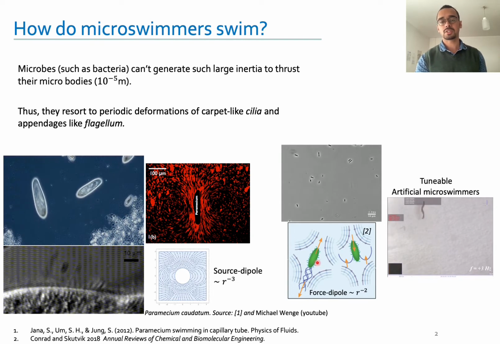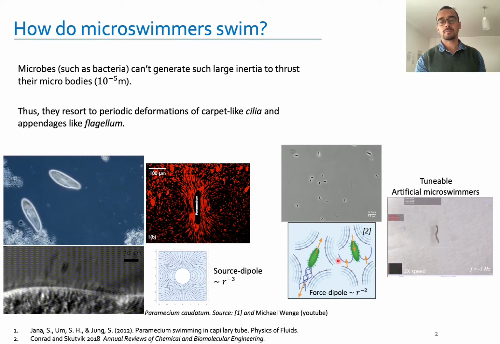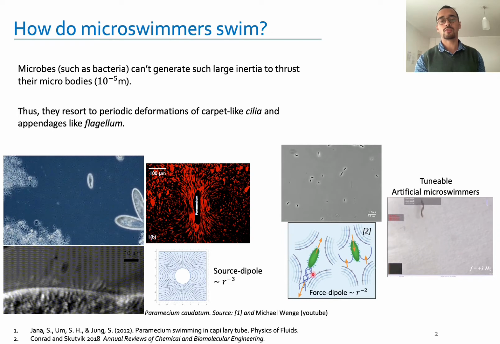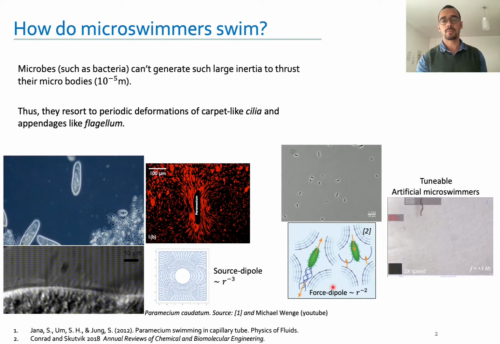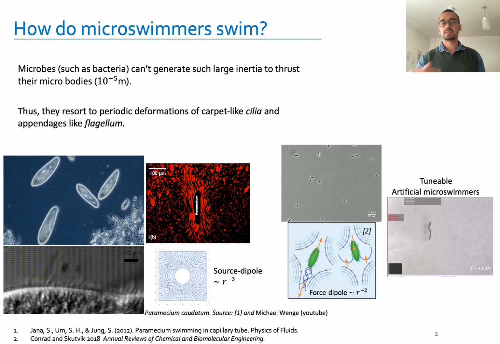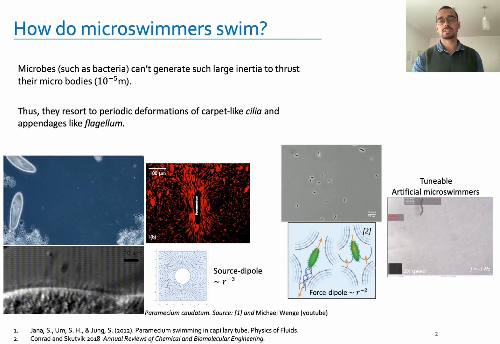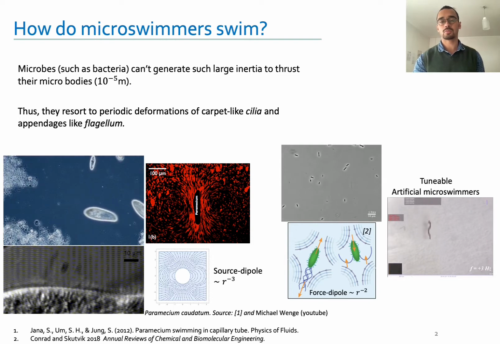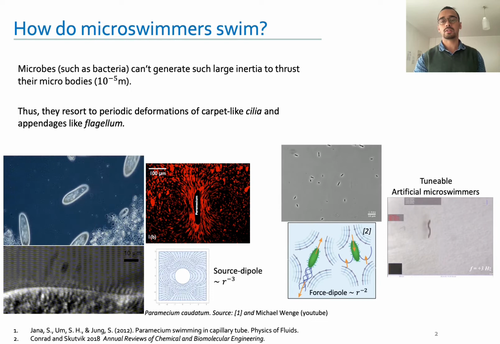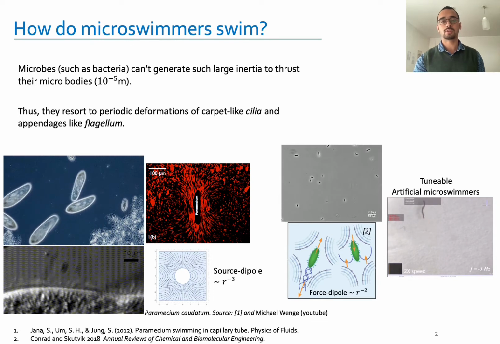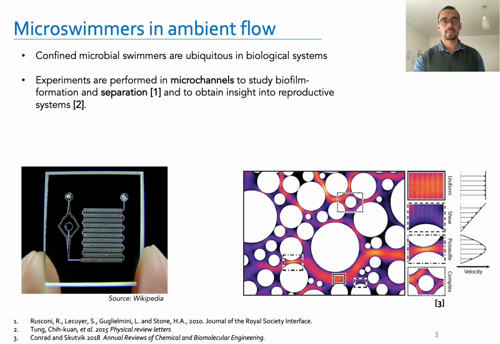In a similar fashion, a bacterium can flap its flagellum in order to move forward, but the flow field would be fundamentally different in that scenario. And recently, there has been a thrust towards developing artificial microswimmers, which can be tuned to go back and forth. But the mechanism is still close to low Reynolds number motion.